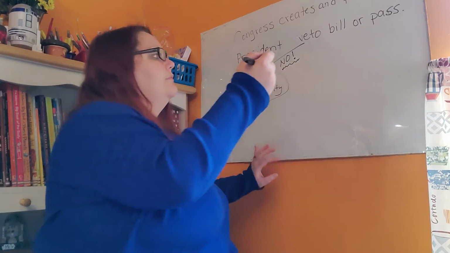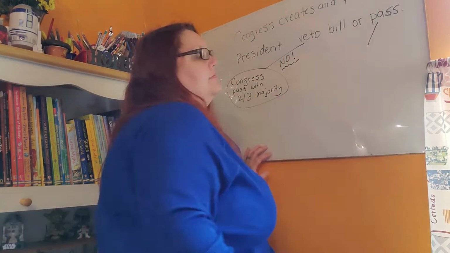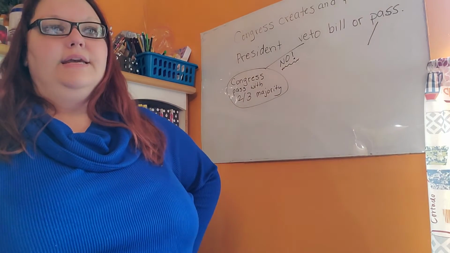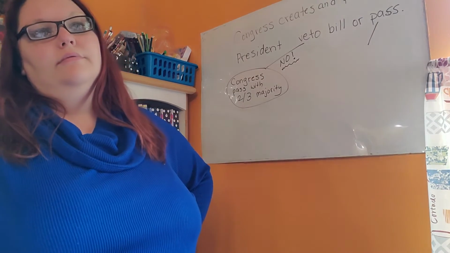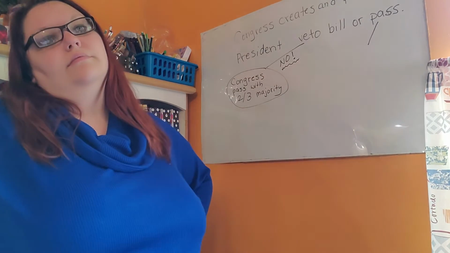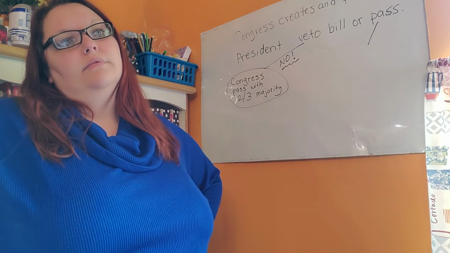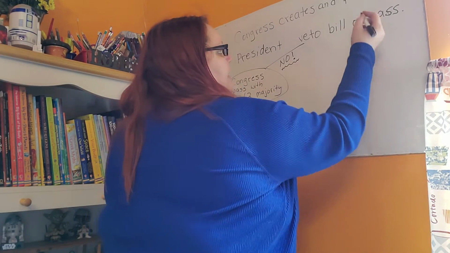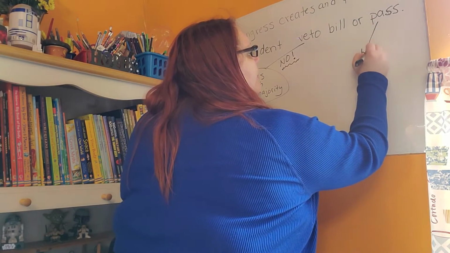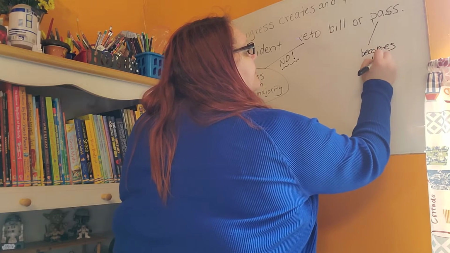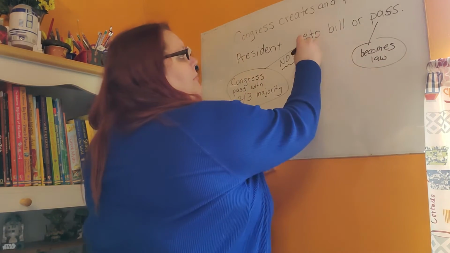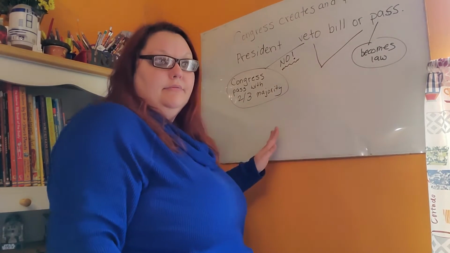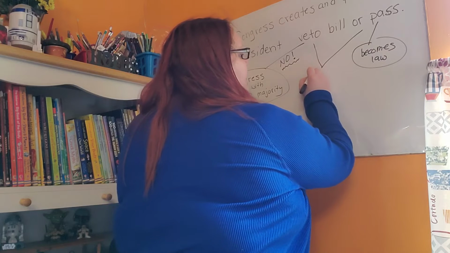Now, what if he passes it? What do you guys think? Do you know? Sometimes the Supreme Court has to become involved with certain laws. Okay, so there's two different things that can happen either way, right? If it's passed, then it becomes law. And then Emily brought up a very important thing. No matter if it's vetoed or passed, something else can happen. The Supreme Court may become involved.